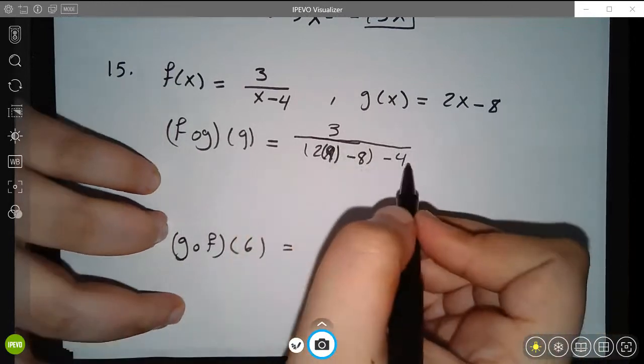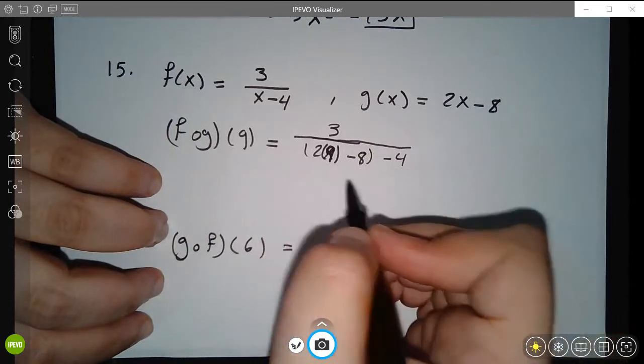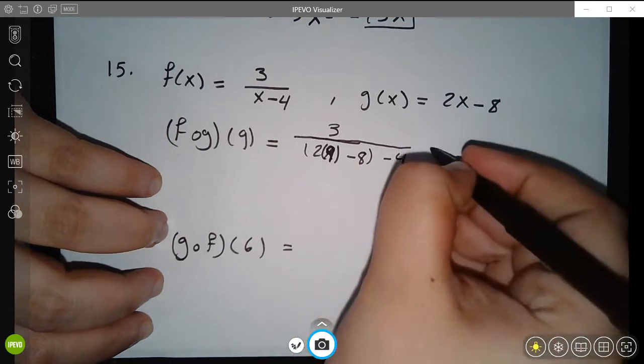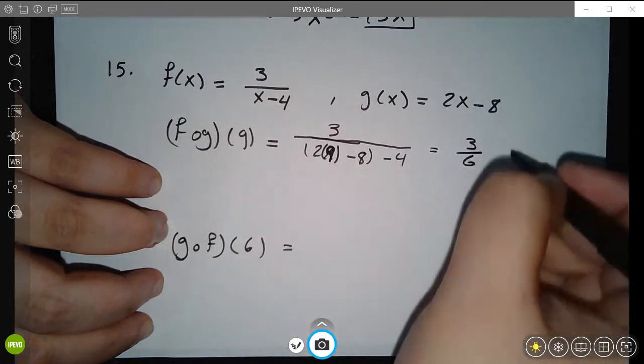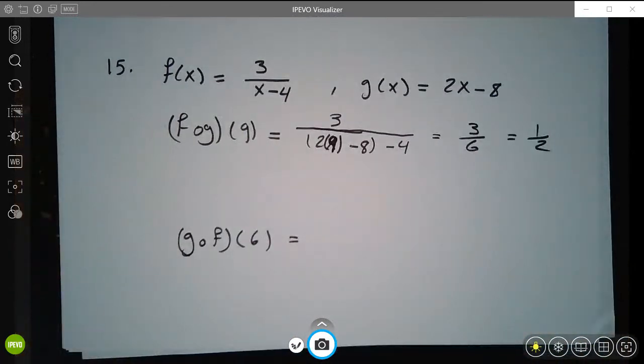So 2 times 9 is what? 18, right? Minus 8 makes it 10. So 10 minus 4 is 6. So that equals 3 over 6, which is 1/2. First one is 1/2.